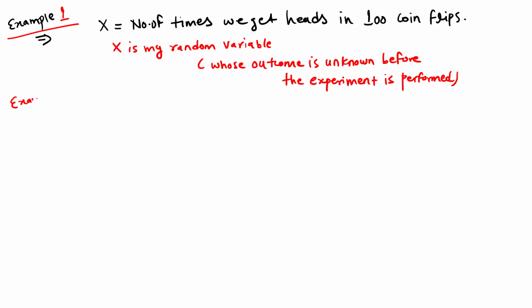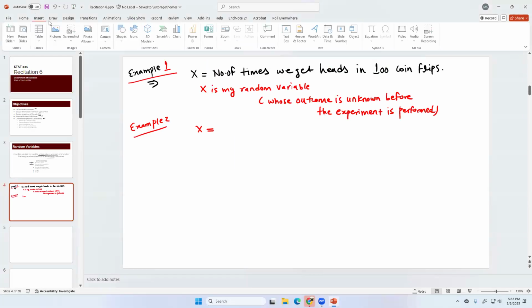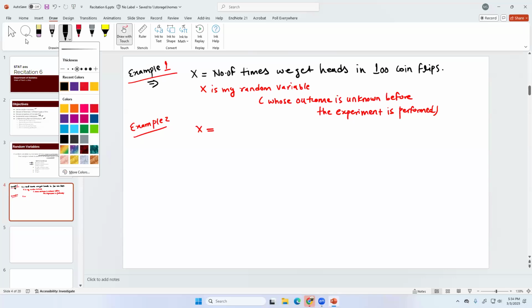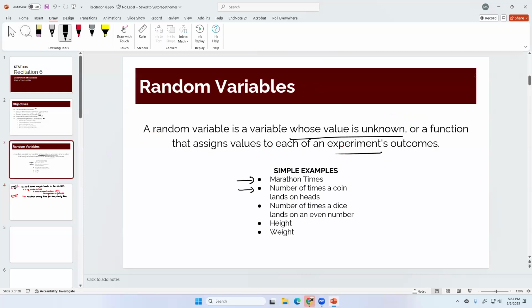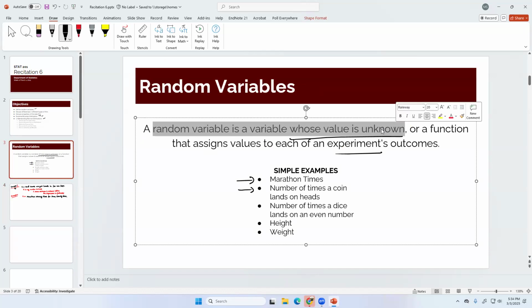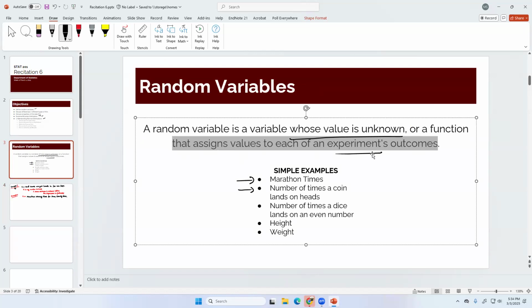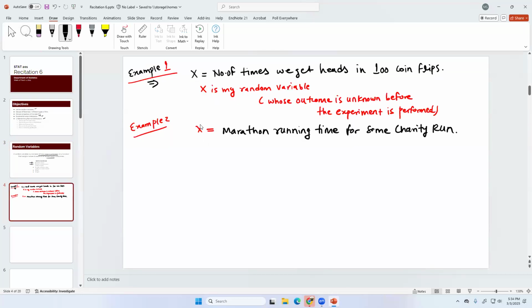Another example could be, x could be your marathon running time for some charity run. In both of these examples, one thing that is common is you don't know the outcome beforehand. We use random variables. Again, the definition is a variable whose value is unknown, that assigns a value to each of an experiment's outcomes. So this is the context where you use random variables.